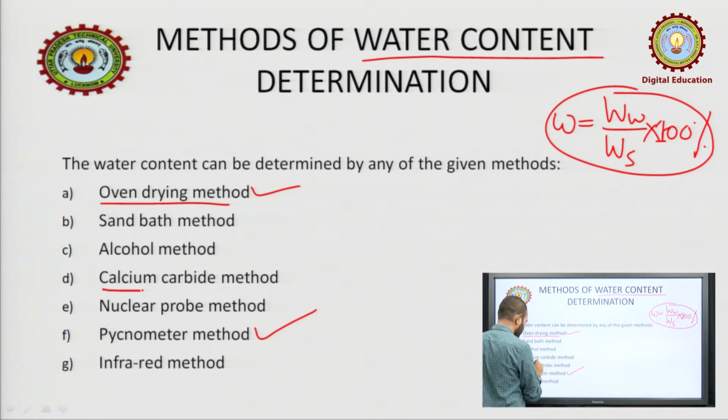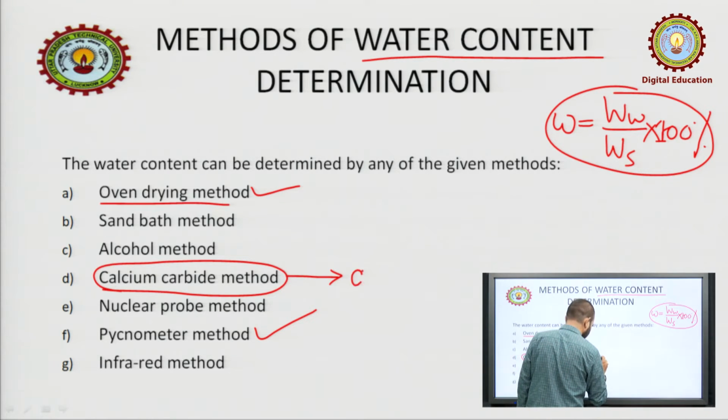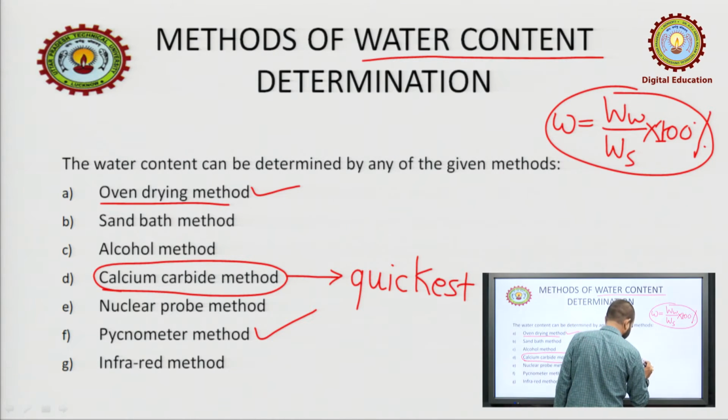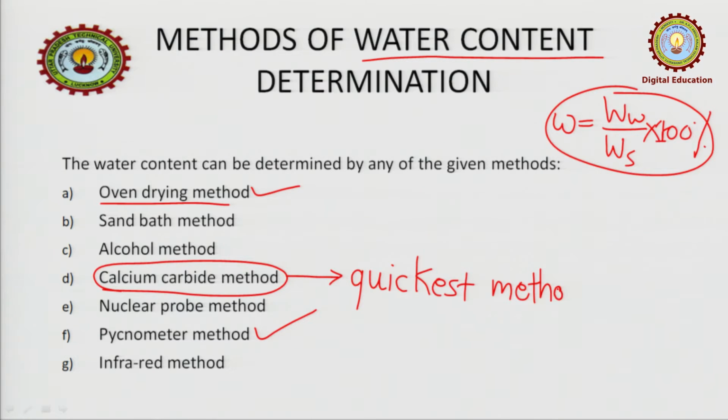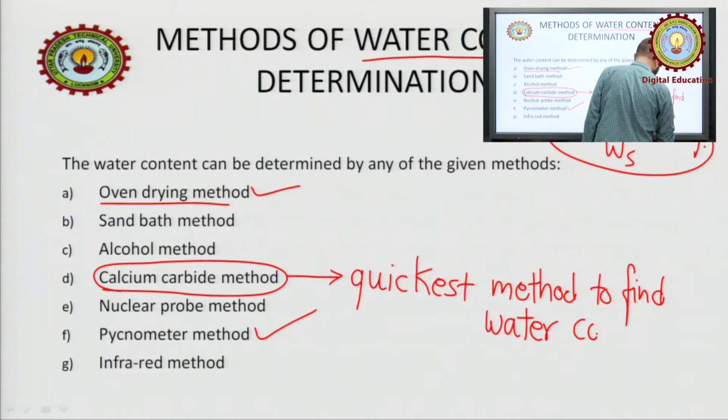Okay. Suppose this calcium carbide method, you need not remember everything about this, but you must remember that it is the quickest method to find the water content.